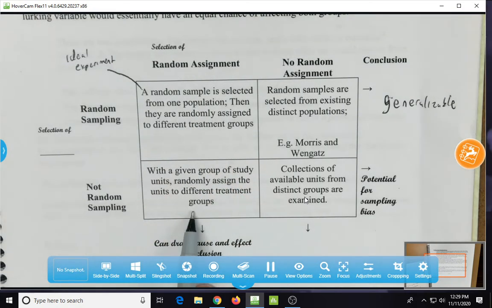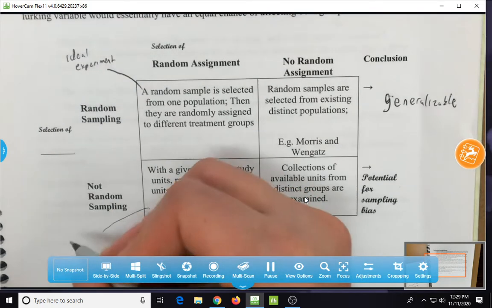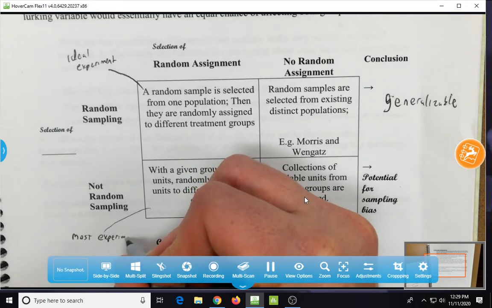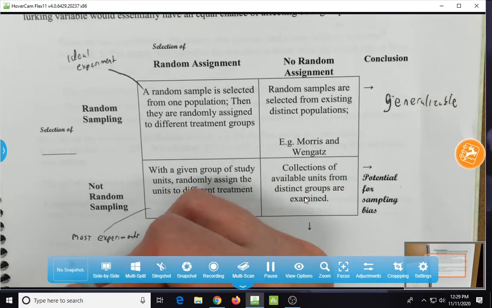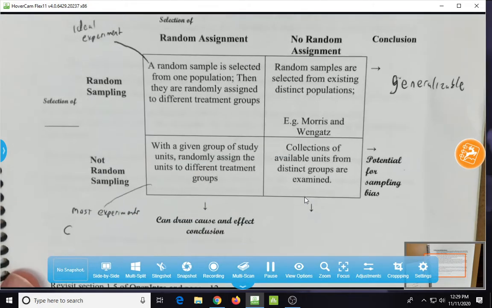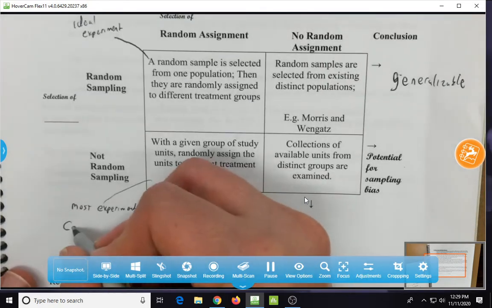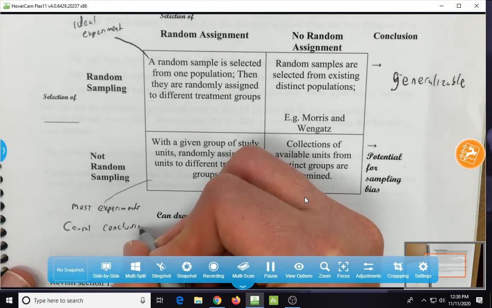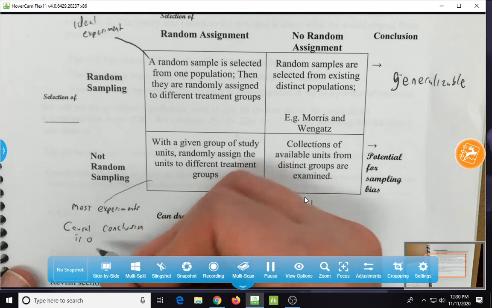However, if you did random assignment but didn't do random sampling, for example, I took this class and randomly assigned you into two different groups, in some sense this is unfortunately most experiments. I guess that is debatable. And the causal conclusion you can make is really only for the sample.